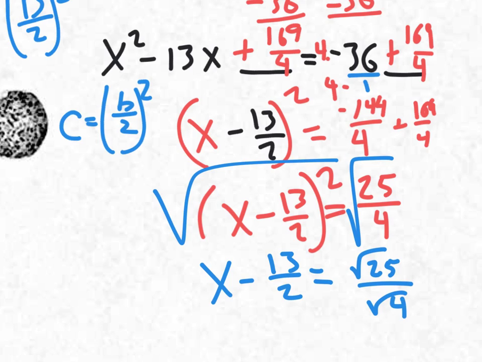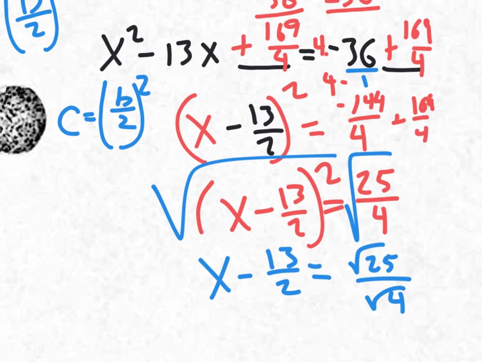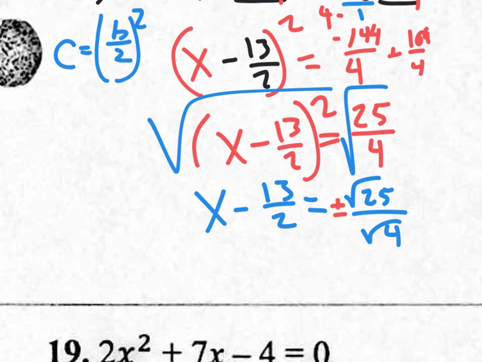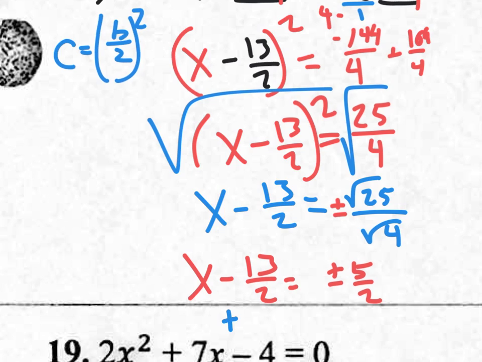Over the square root of 4. So you really have, yes, thank you, I forgot the plus or minus sign. So we put a plus or minus right in front of that answer. And continuing on, we're going to have x minus 13 over 2 equals plus or minus 5 over 2. So for a final step, we're going to add 13 over 2 to both sides, plus 13 over 2.